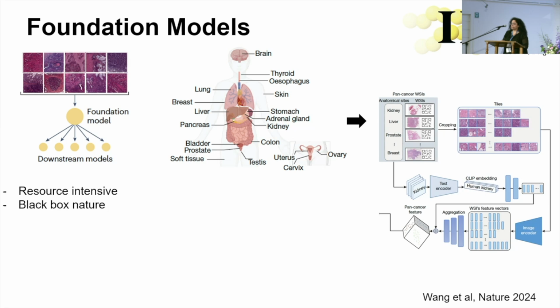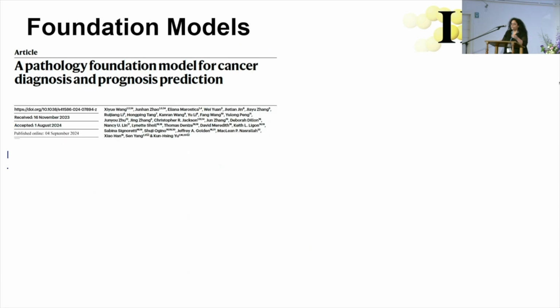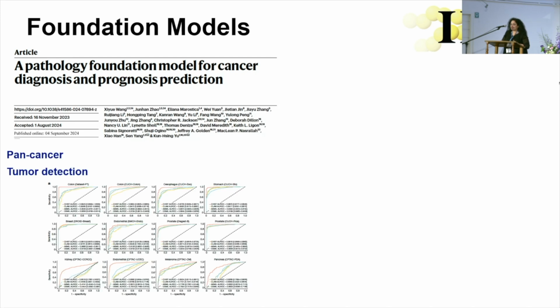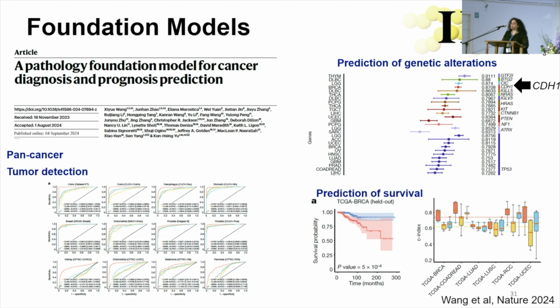Of course, they are resource intensive, and they have a black box nature, but they can conduct different tasks, such as diagnosis, prediction of genetic alterations, and prediction of prognosis. And given their robust initial training, they might require reduced additional training, and they can be scalable and generalizable. One example of these foundation models was just published a couple of weeks ago, where this foundation model was able to conduct many pan-cancer tasks, such as tumor detection and detection of genetic alterations in different organs, including CDH1 in breast, and this model was also able to predict survival.